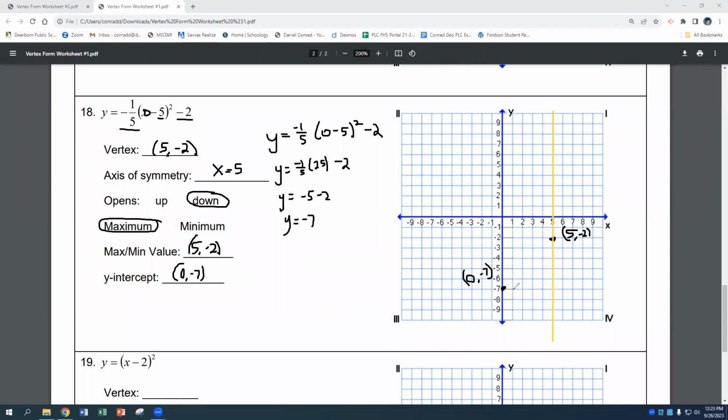Okay, so I have a point here on the y-intercept that's 5 to the left of the axis of symmetry. So I'm just going to go 5 to the right because it should be symmetrical. And that's (10, -7). And now I have all the information to graph my parabola or my quadratic function, right? The shape of a quadratic function is a parabola. So it should look something like this.